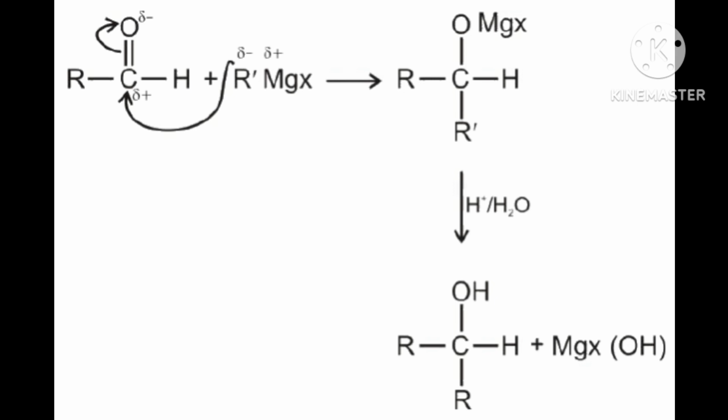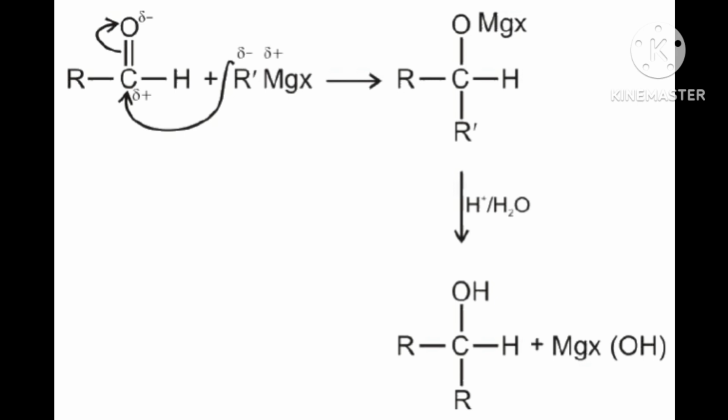Only one RCHO was there, plus RMgX. Then R joined with carbon, so now 2 R is there and 1 H is already there. Then now it became R2CHOMgX. Same way, now on hydrolysis, H plus and OH minus, H will come to the O and it will form RRCHOH, plus MgOHX.